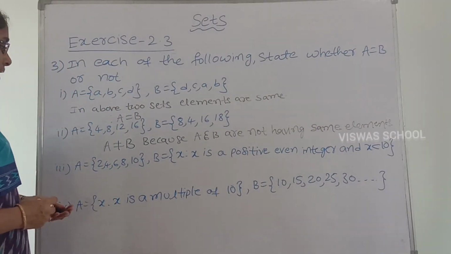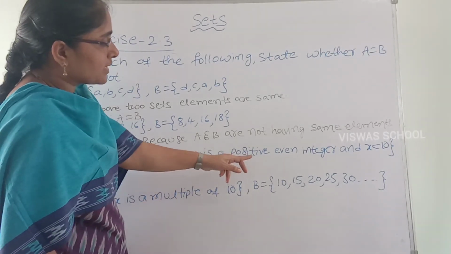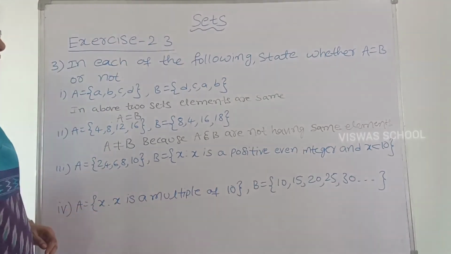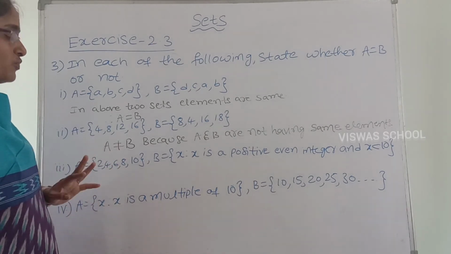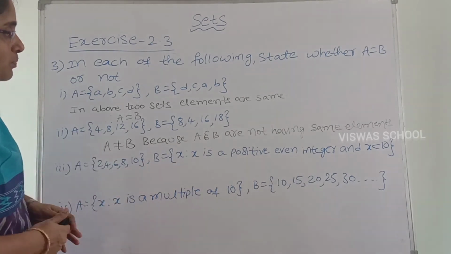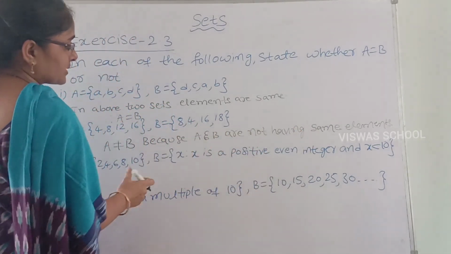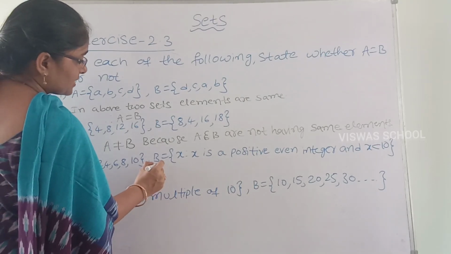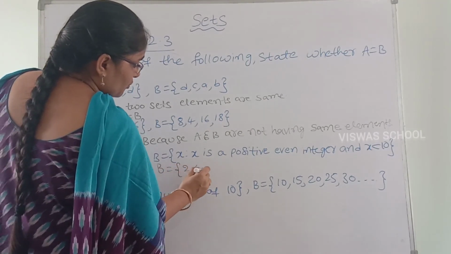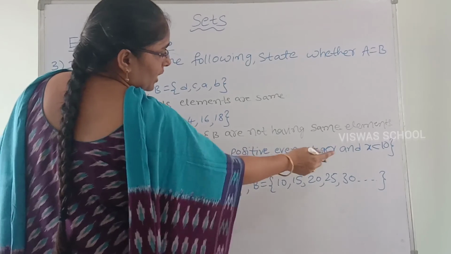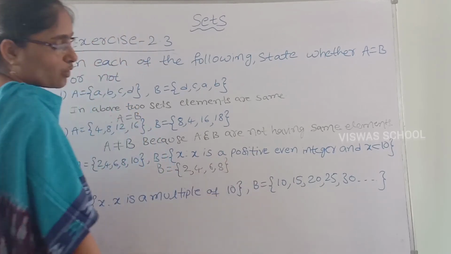Next one is, A equals {2, 4, 6, 8, 10} and B equals {x such that x is a positive even integer and x is less than 10}. Set A is in roster form: 2, 4, 6, 8, 10. And what about B? B is x such that x is a positive even integer and x is less than 10. Even numbers are 2, 4, 6, 8 and so on, but here it is less than 10, so we have to write up to 8 only. That is 2, 4, 6, 8.